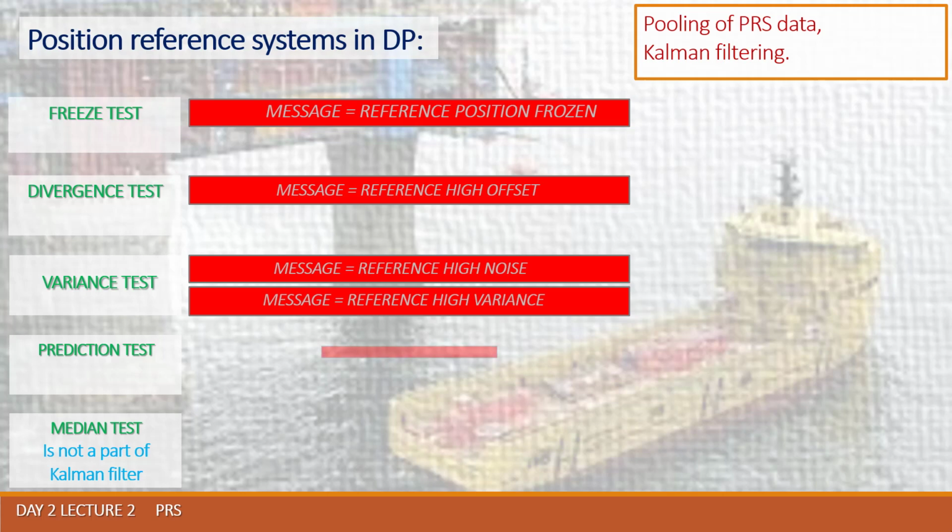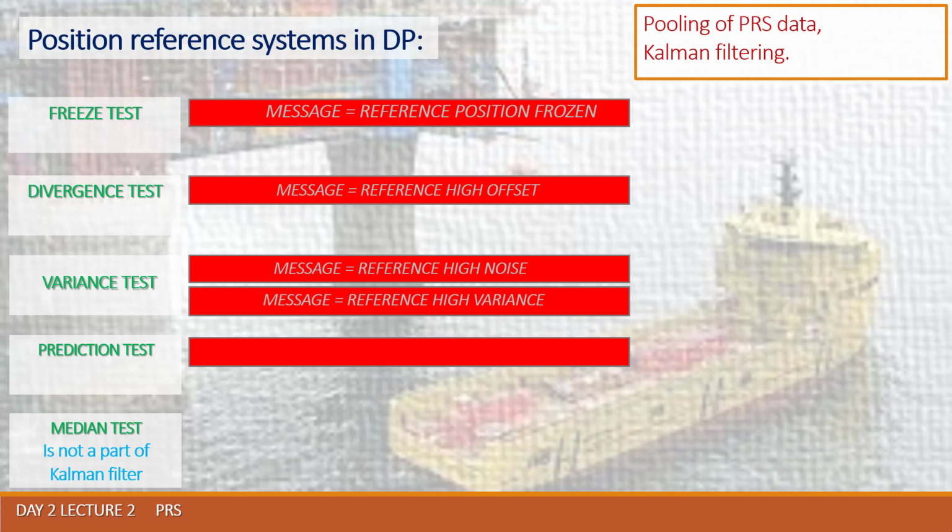The prediction test is accompanied by the message: reference prediction error. This test is designed to reject a position reference that jumps when comparing the latest fix to that of the model data. The median test is not part of the Kalman filter technique.